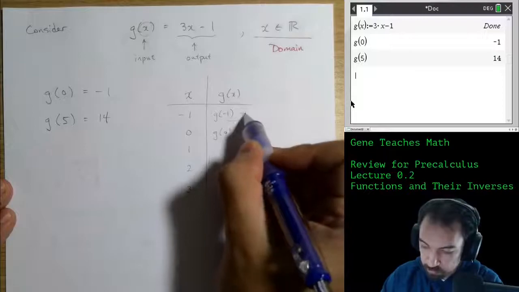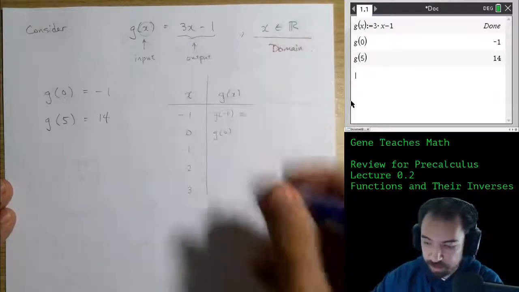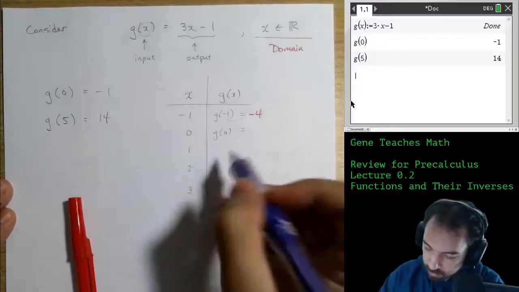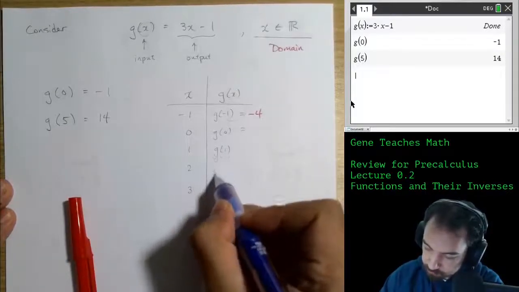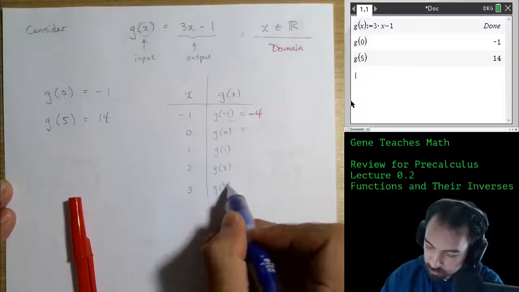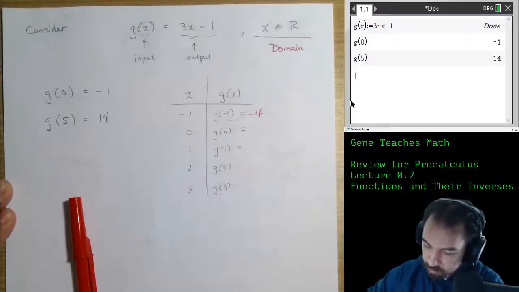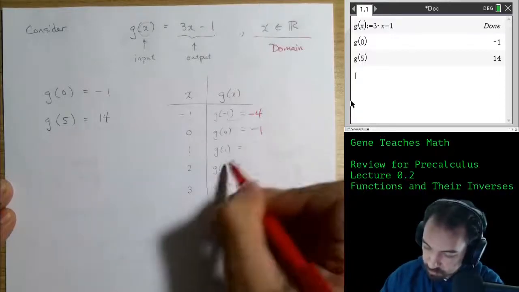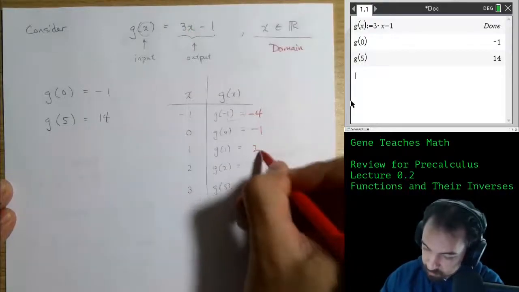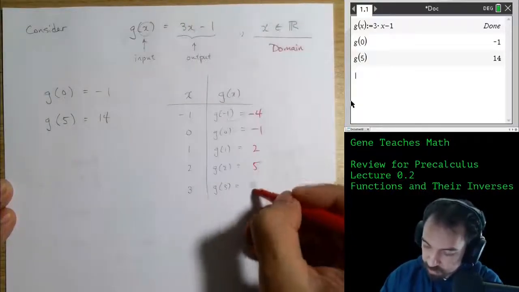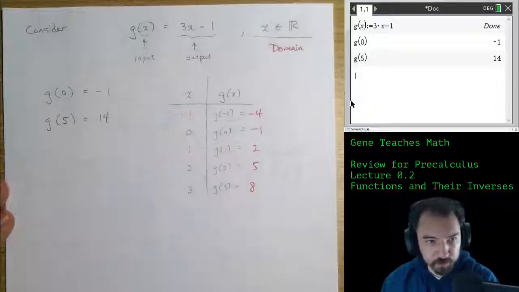So if I were to do that, then I would say this is negative 3 minus 1. I'm going to go ahead and put this in red, negative 4. I will write the rest of these and then fill it all out in red. So g of 0 would be 0 minus 1. G of 1 would be 3 minus 1. G of 2 would be 6 minus 1. And G of 3 would be 9 minus 1. Okay, so far so good.